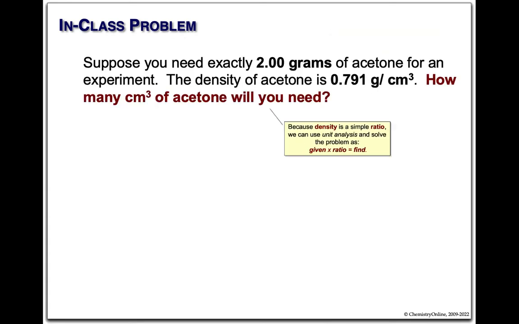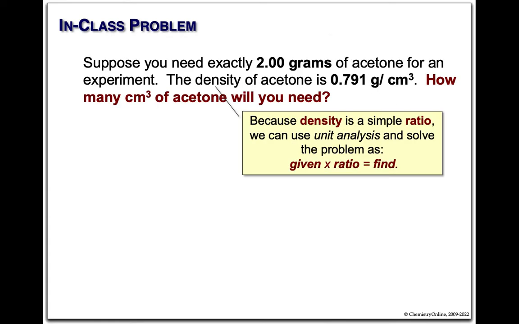This is a problem that is kind of like real life lab stuff, okay? We are going to do a reaction. Do our calculation, decide we need exactly 2 grams of acetone. We know its density is written on the bottle. How many cubic centimeters and or milliliters of acetone do you need? Go ahead and set this up with given, ratio, and find.